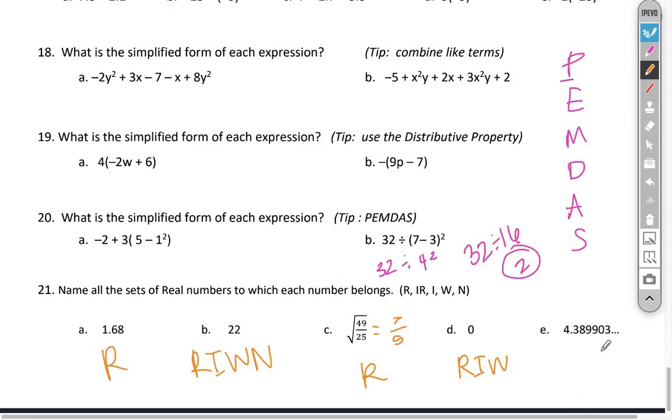And then E, we've got this long decimal, so we've got irrational, and that's it.